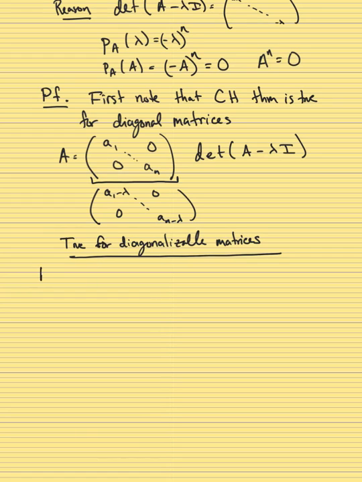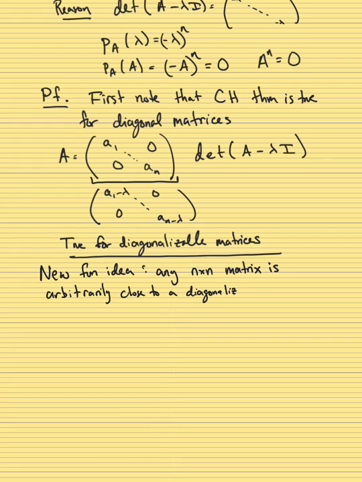Okay, so here's the new fun idea: any n by n matrix is arbitrarily close to a diagonalizable matrix. This is usually called the statement that diagonalizable matrices are dense in the space of matrices. This is the first good example that we've seen in this class where analysis will really help us prove a non-trivial theorem.